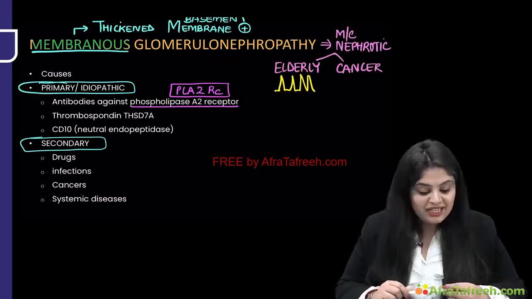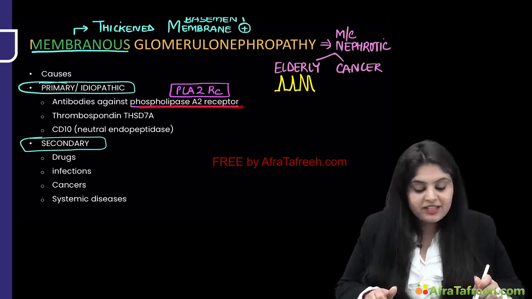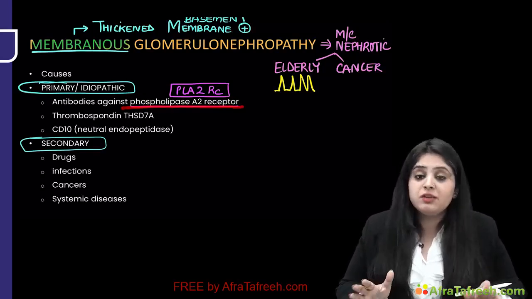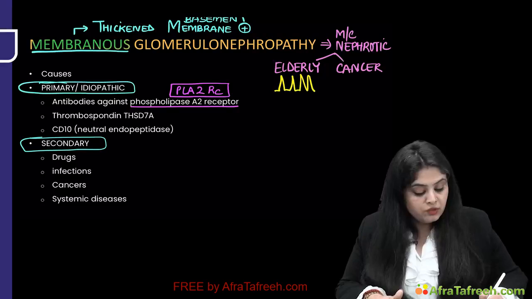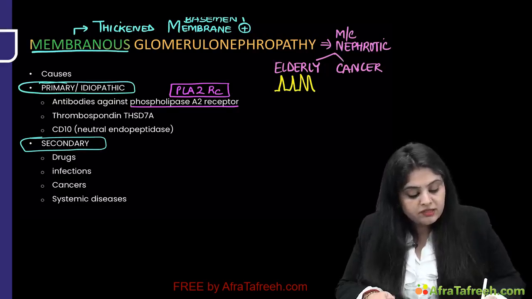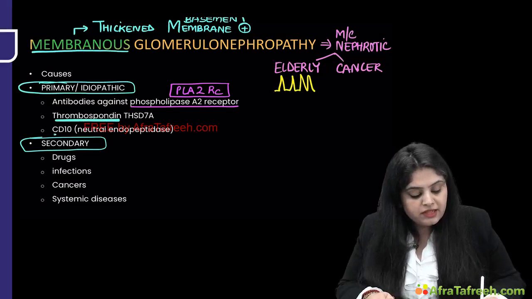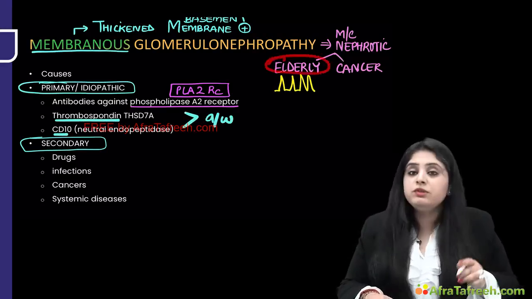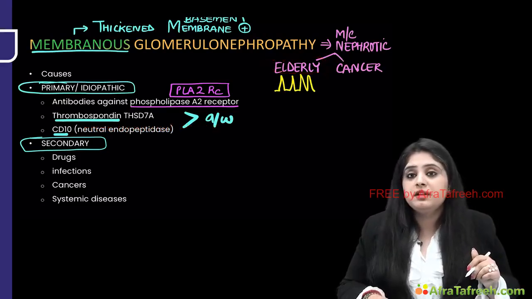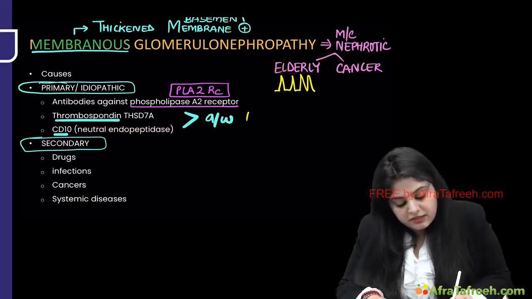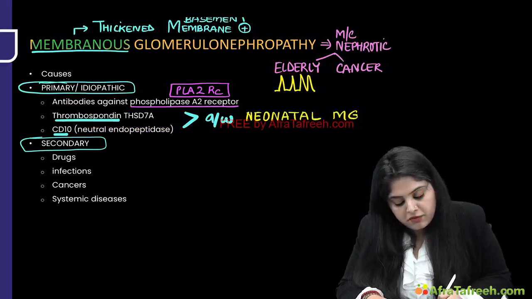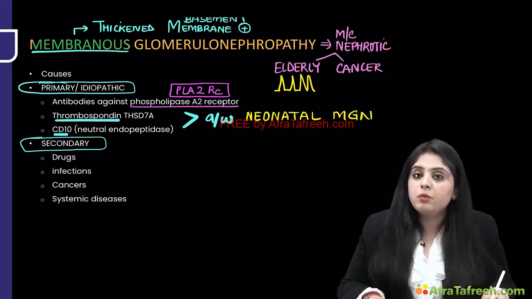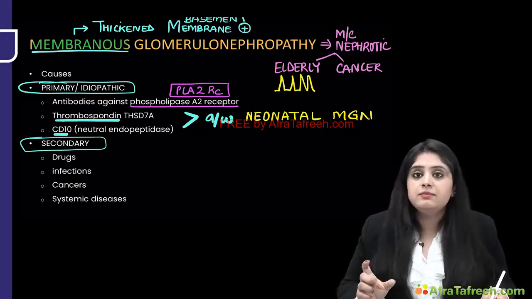So let us come back to the human kidney. Like I said, there are antibodies against the phospholipase A2 receptor. This I know since decades, nothing new. What is new and what is the update is antibodies against thrombospondin and antibodies against CD10, and they have been associated with what? Right now I told you this is a disease in the old people, 60 and above. Now I'm saying this is associated with neonatal membranous glomerulonephropathy. Antibodies against thrombospondin and CD10, neutral endopeptidase. These were all antibody primary causes.